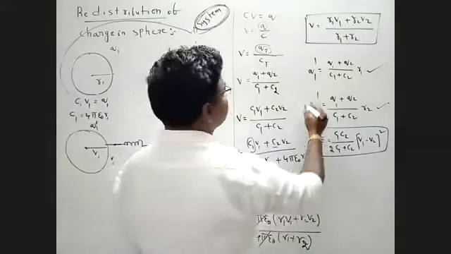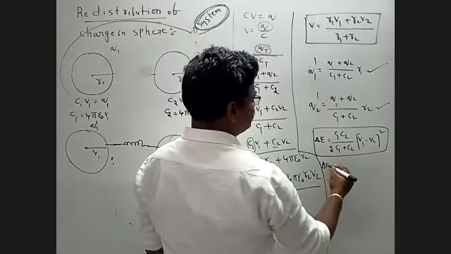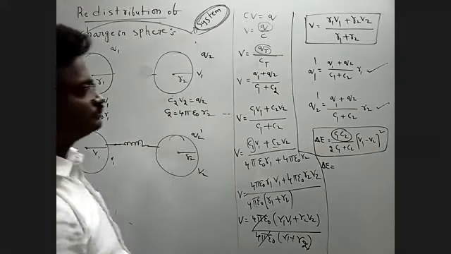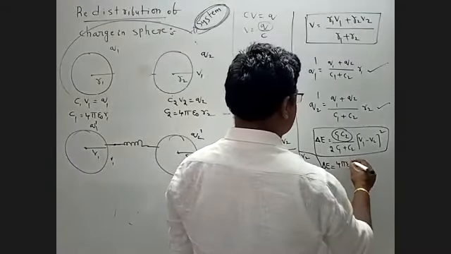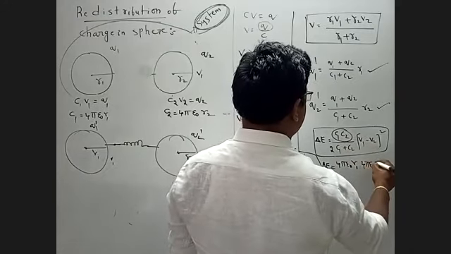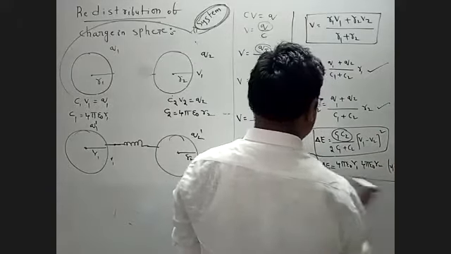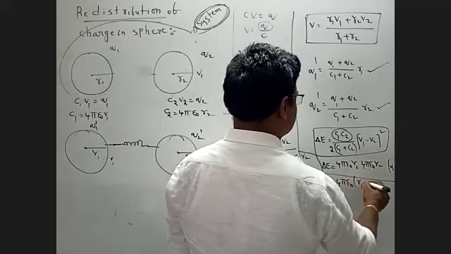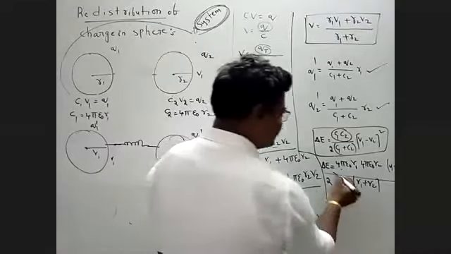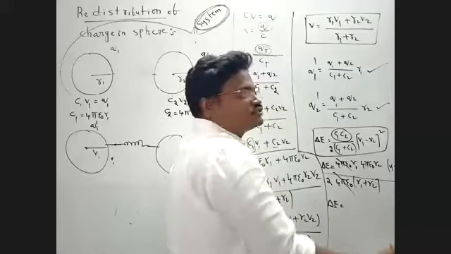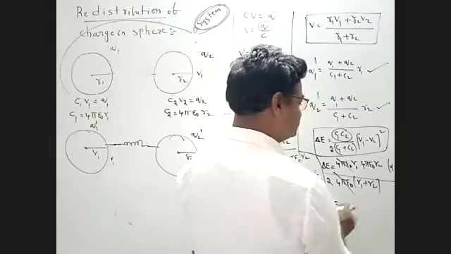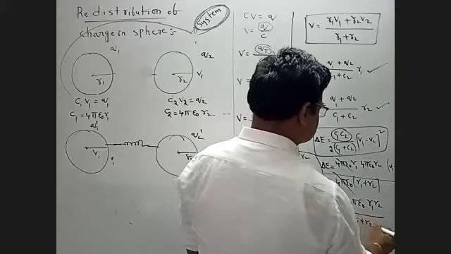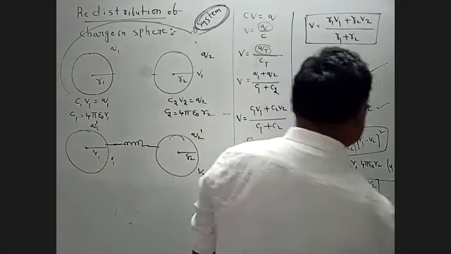Now what is C1? Delta E is equal to C1 C2, where C1 is 4 pi epsilon naught R1 and C2 is 4 pi epsilon naught R2, into (V1 minus V2) whole square, by 2 (C1 plus C2). Taking 4 pi epsilon naught common in the denominator, the 4 pi epsilon naught terms cancel. The loss of energy is the remaining value: 4 pi epsilon naught R1 R2 by 2 (R1 plus R2), into (V1 minus V2) whole square.